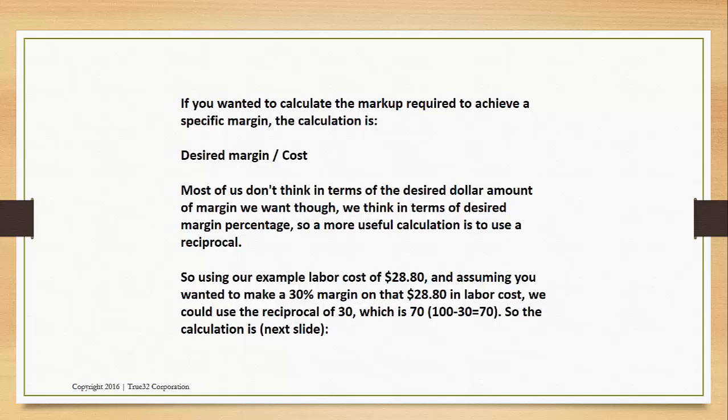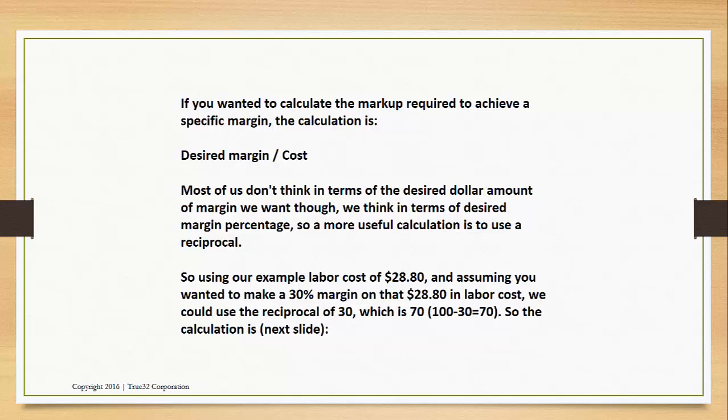So a more useful calculation is to use a reciprocal. The reciprocal is used in the business partner in only one place, and that is if you're providing a discount for someone for early payment. We use a reciprocal to calculate that because it raises the price the appropriate amount, so that when they take that discount, you still get the amount of money that you originally wanted.